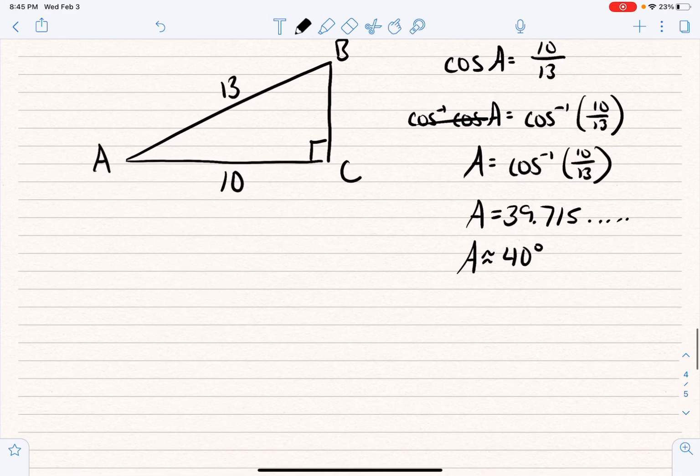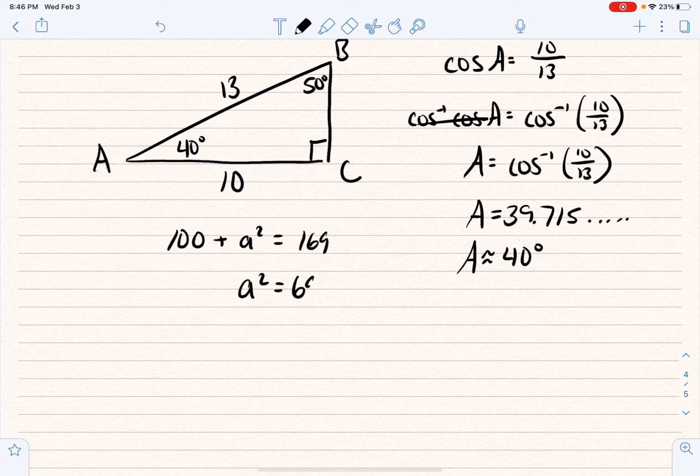So if A is 40 degrees, B is 50 degrees. Okay? We can find the side A by saying, well, we know that 10 squared, which is 100, plus whatever A squared is equal to 13 squared, which is 169. Subtract that, we get A squared is equal to 69. So therefore, A is equal to the square root of 69. We plug that into a calculator, and square root of 69 is about 8.3. So A is about 8.3.